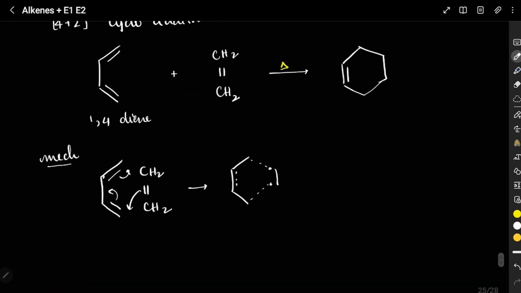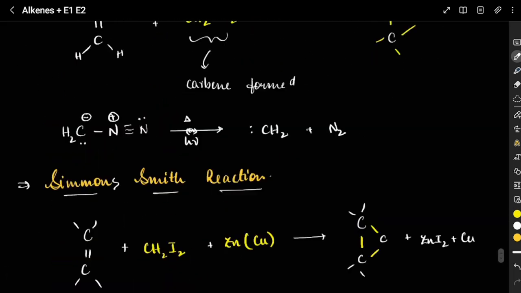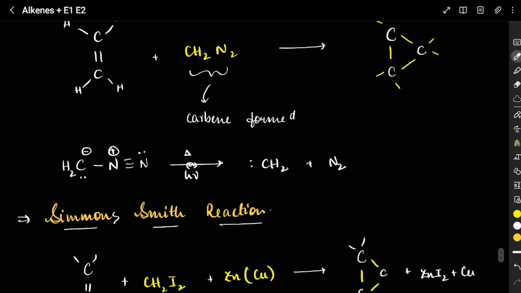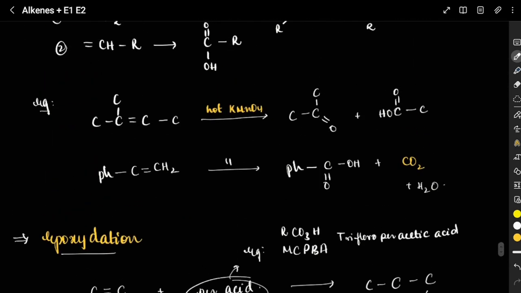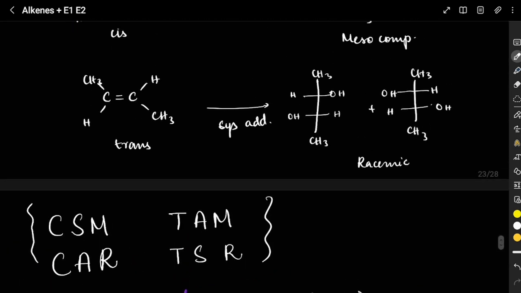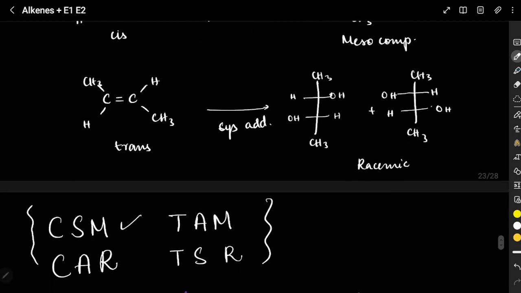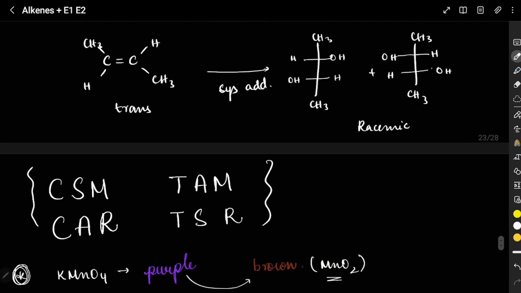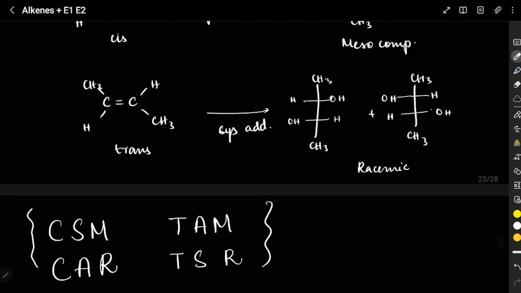So why is this happening? Why is a meso compound formed? Why is a racemic mixture formed? Let us see. Where are we? Right, I wrote them here. Cis, anti, CAR, CSM, TAM, TSR. You can see here.